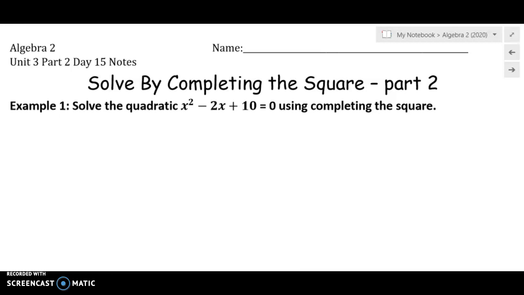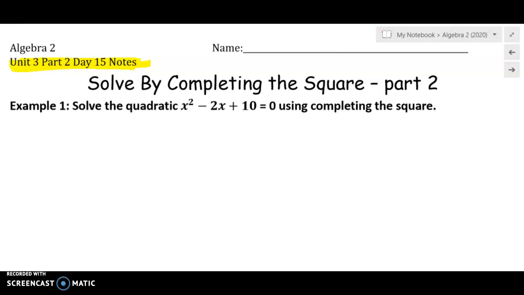We're in Unit 3, Part 2, Day 15 notes. The title is Solve by Completing the Square, Part 2. We've already done a day on Part 1. It was a little bit simpler. We explored the simpler types of problems, and now we're going to start with one of those just to refresh your memory, and then we'll do a couple harder ones.